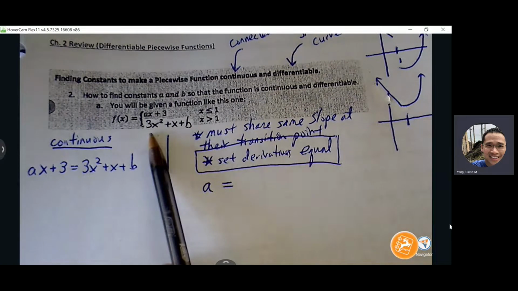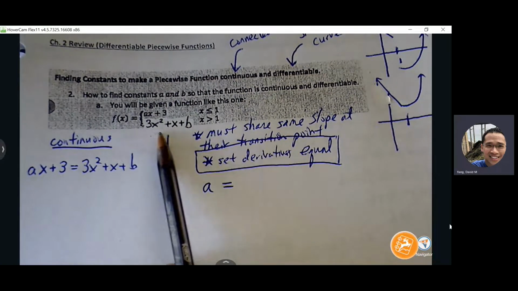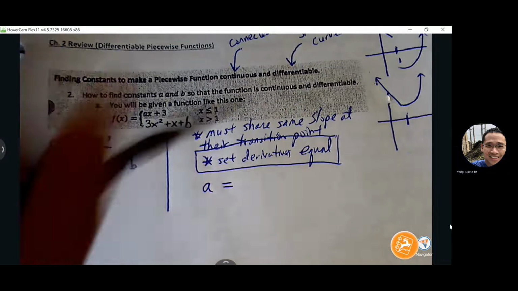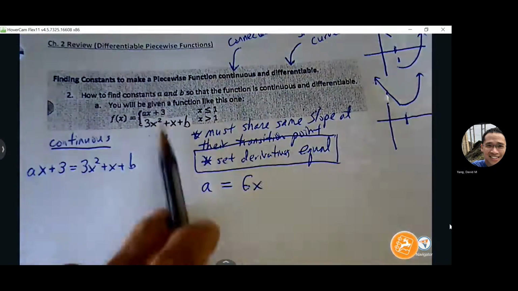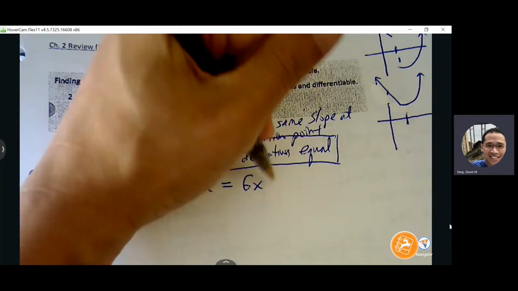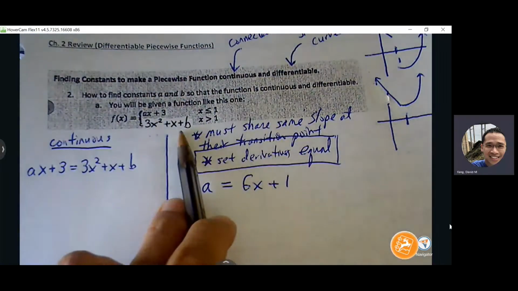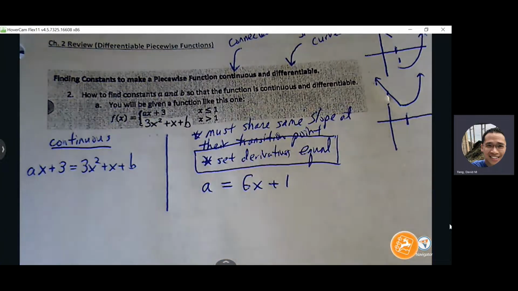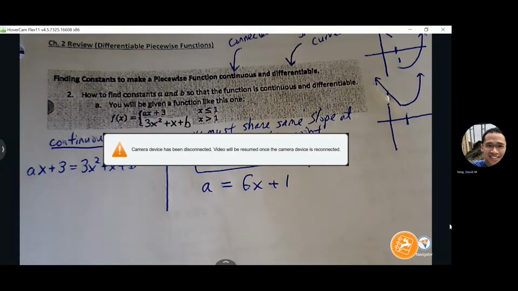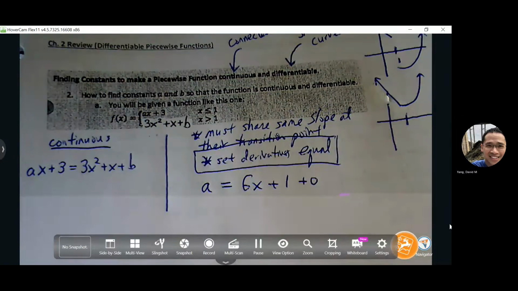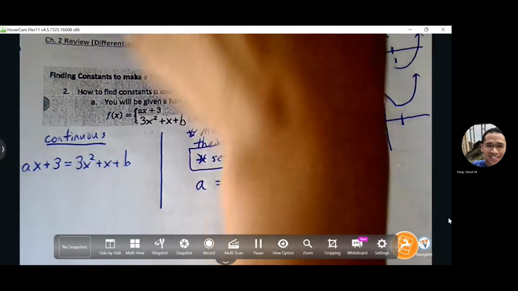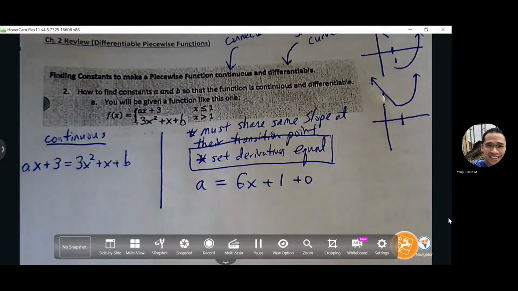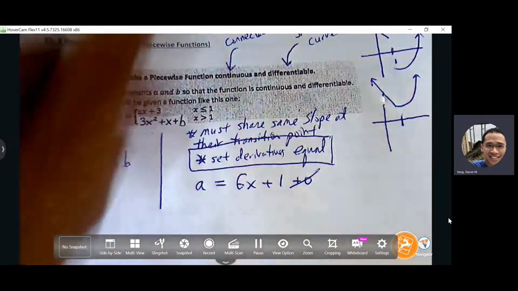My second piecewise, 3x squared plus x plus b. So let's go down the line here. 3x squared becomes 6x. X becomes 1. And b becomes 0, right? Doesn't become 1. I know it may feel like it because b looks like a variable, but b is a constant. So we'll go to 0. Okay, so I'm going to drop that 0. That's not going to mean anything.